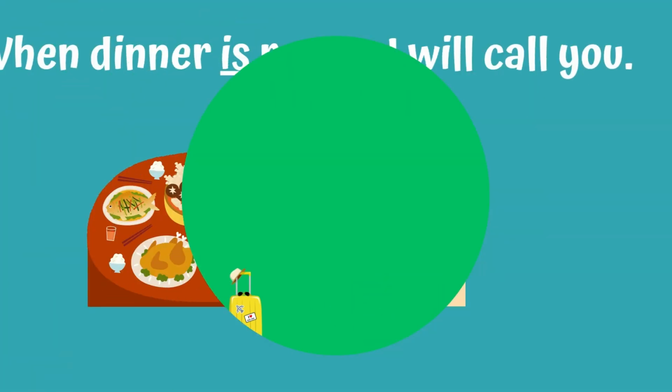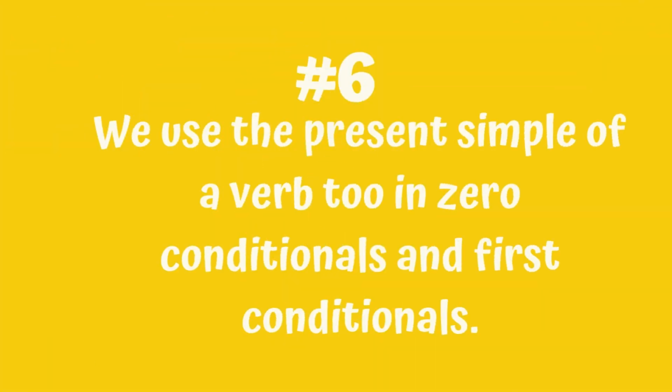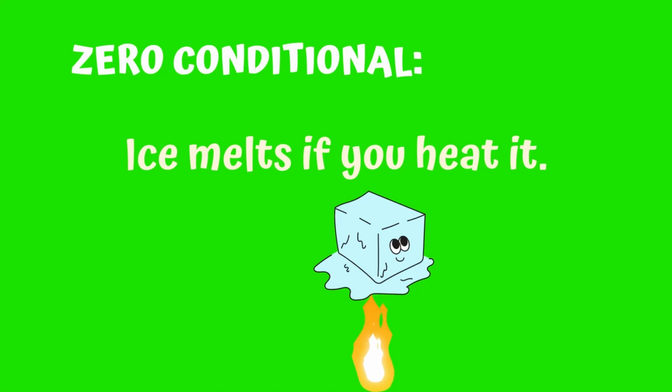Number 6 and the second to the last that we are going to discuss is the use of the present simple in conditionals, particularly the zero and the first conditional. An example of a zero conditional is this: ice melts if you heat it. We use the zero conditional to talk about things that are generally true, especially for laws and rules.